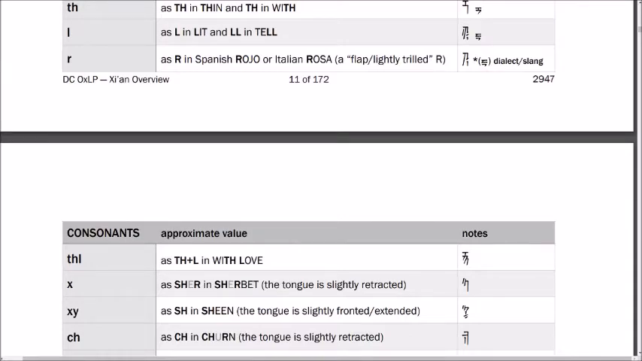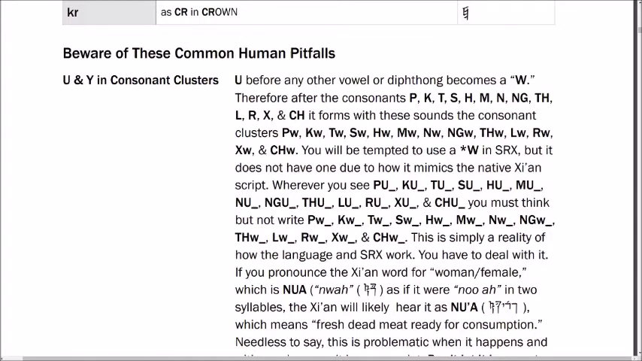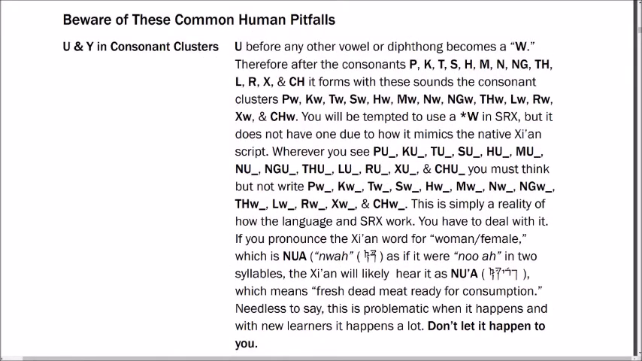Beware of these common human pitfalls: U and Y in consonant clusters. U before any other vowel or diphthong becomes a W, therefore after the consonants P, K, T, S, H, M, N, NG, TH, L, R, X, and CH it forms with these sounds the consonant clusters PW, KW, TW, SW, HW, MW, NW, NGW, THW, XW, and CHW. You will be tempted to use a W in SRX, but it does not have one due to how it mimics the native Xi'an script. Wherever you see pu underscore, ku underscore, tu underscore, su underscore, hu underscore, mu underscore, nu underscore, ngu underscore, tu underscore, lu underscore, ru underscore, shu underscore, and chu underscore, you must think but not write pw, kw, tw, sw.